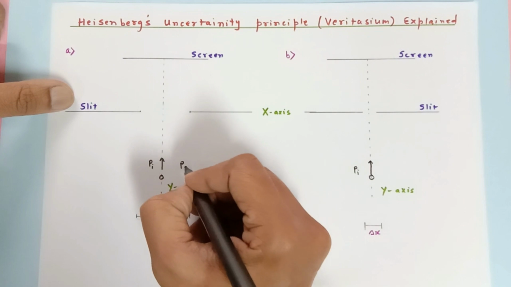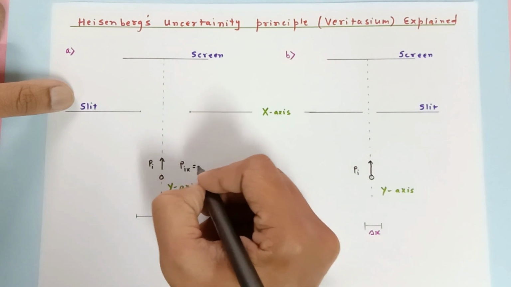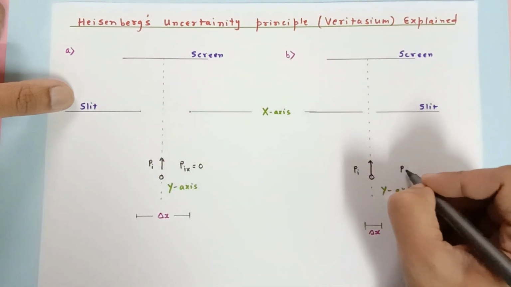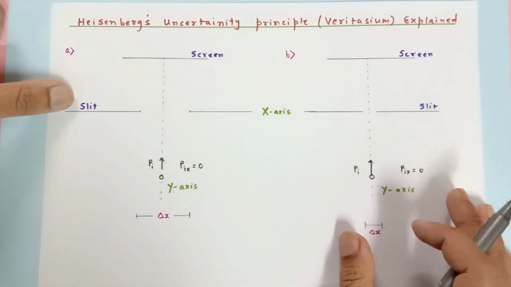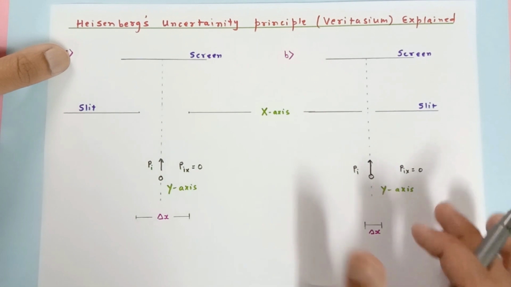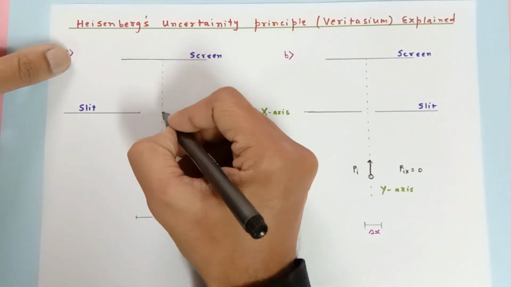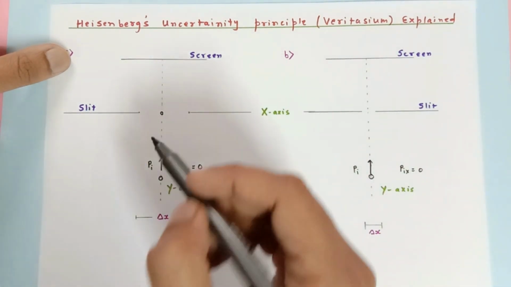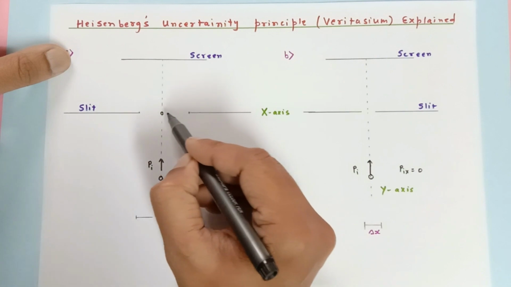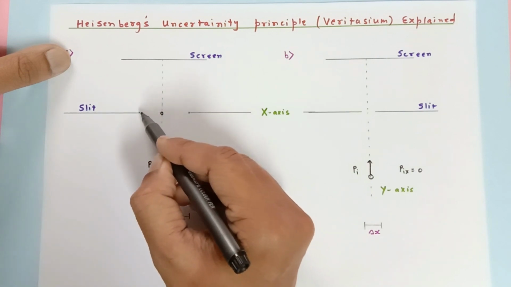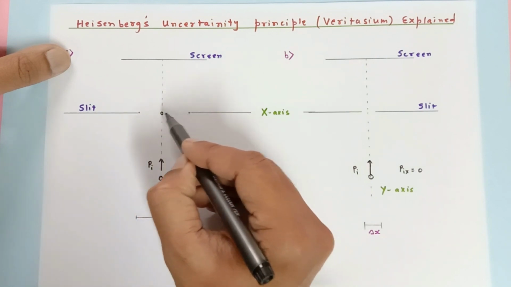So pix is 0, because the vector itself is on y-axis, right? Now when this photon reaches over here, this photon can be found between a huge gap because the slit is kept very wide. So this photon can be found between these two places anywhere.